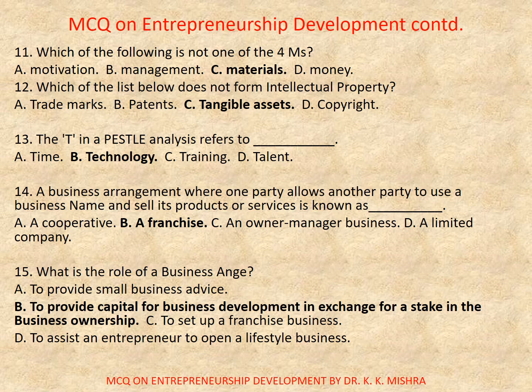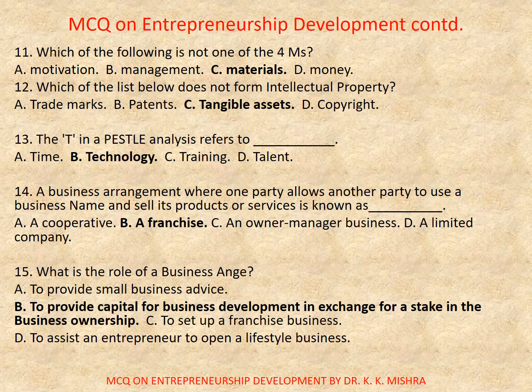Question number 11. Which of the following is not one of the four M's? A. Motivation, B. Management, C. Materials, D. Money. Friends, it is entrepreneurship development, so the correct option is C. Materials. Otherwise, as far as management is concerned, men, machine, money and material are the four M's of management. Now here, since we are talking about entrepreneurship development, the terms are a little bit changed.